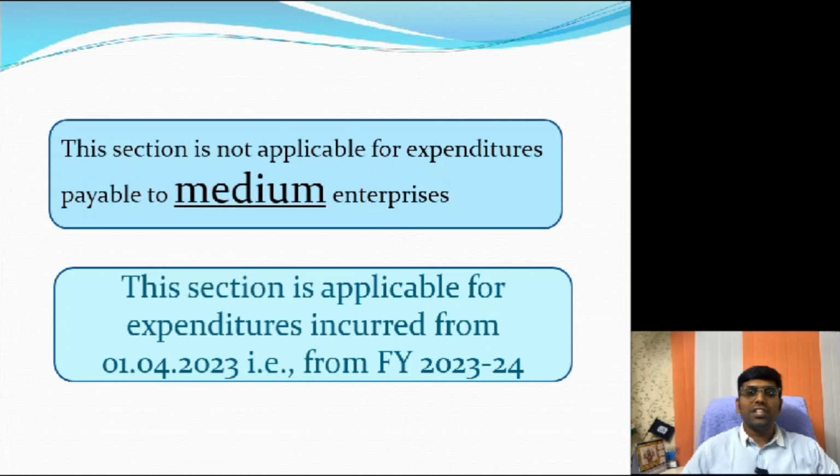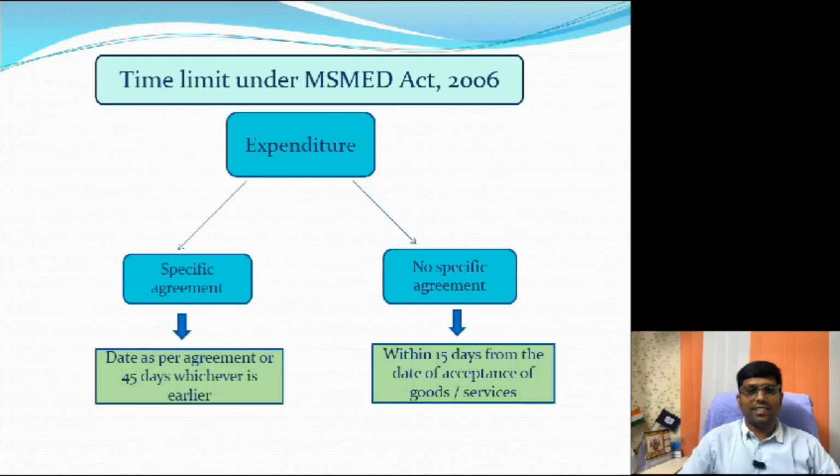So, it is clear that disallowance under this section will attract only if the payments are not made to micro and small enterprises within the stipulated time limit. This section is applicable for expenses incurred from 1/4/2023, that is, from financial year 2023-24. The next thing is, what is the time limit specified under the MSMED Act, 2006?